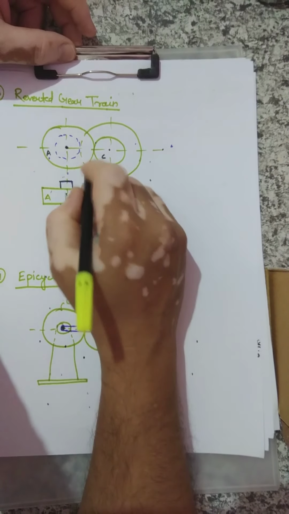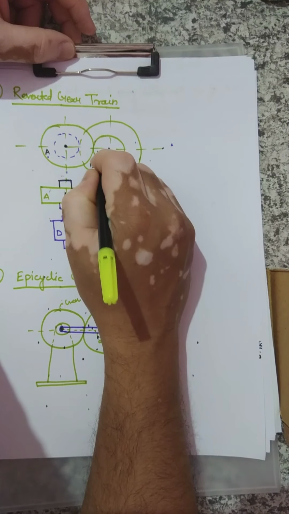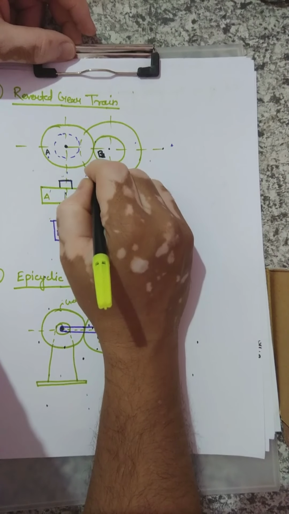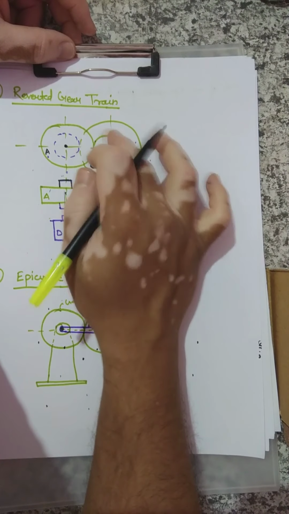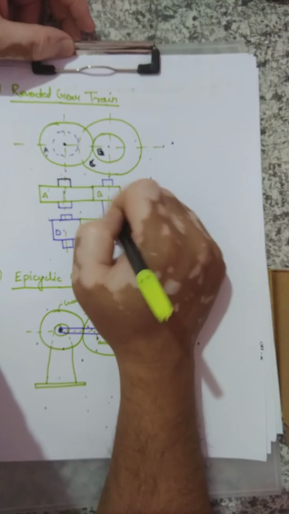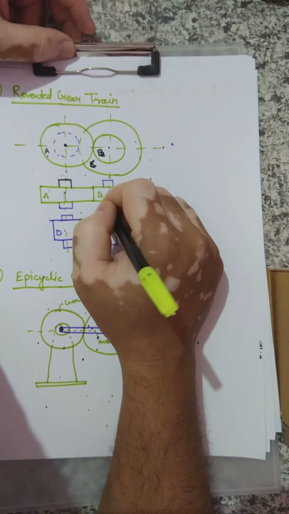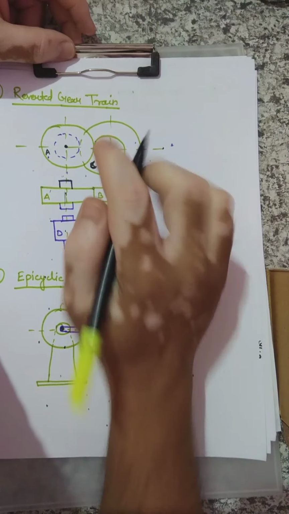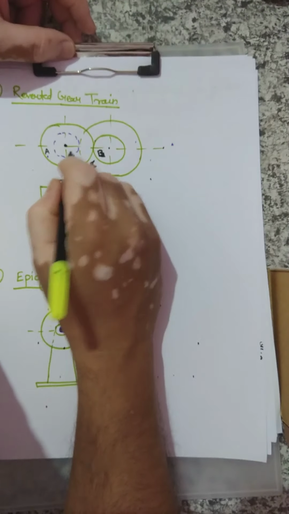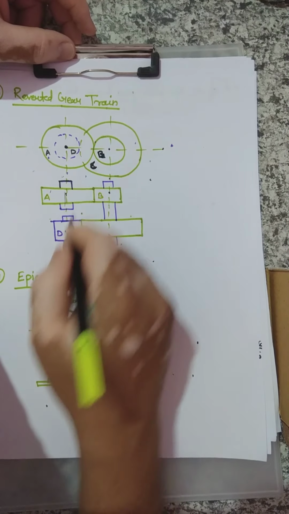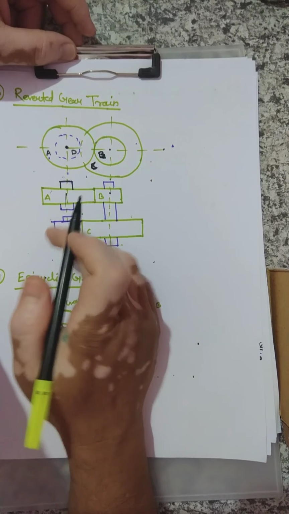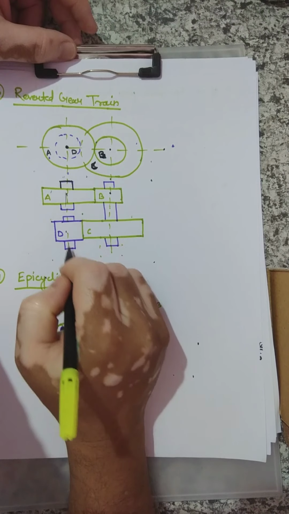A drives B, and B and C are on the same shaft. This bigger one is C, on the same shaft. That's why the velocity of B and C are the same. Now C drives D. This is small, but its velocity ratio will be different, but it will be on the same axis.